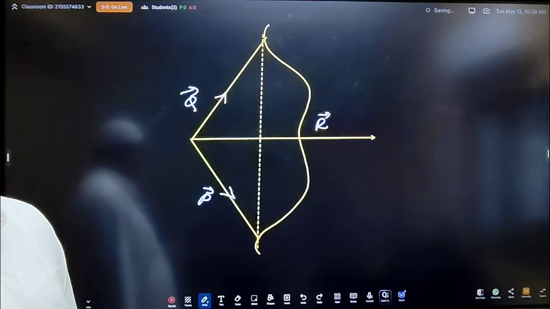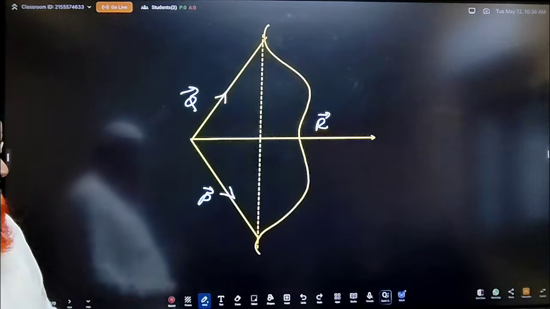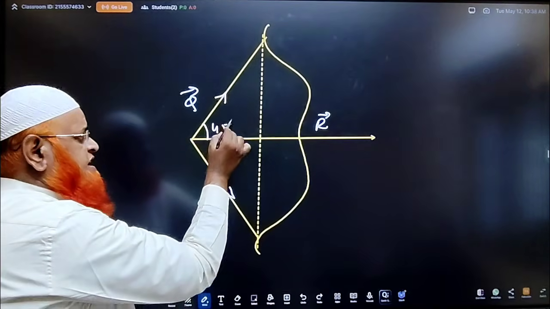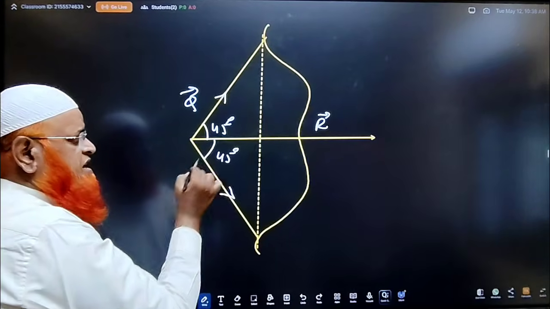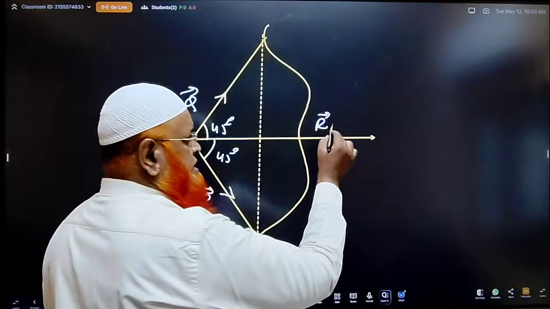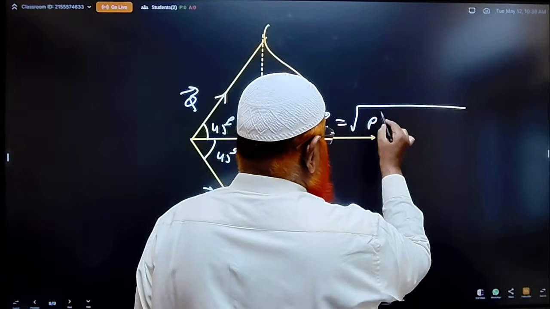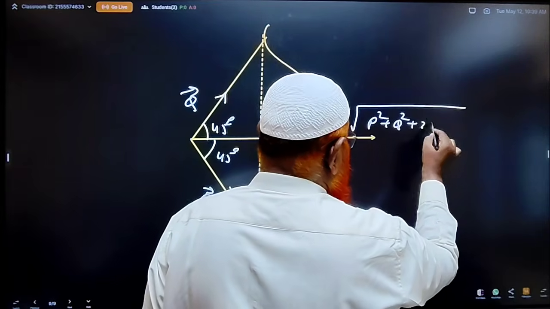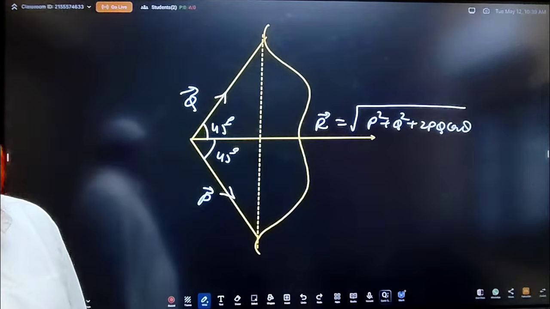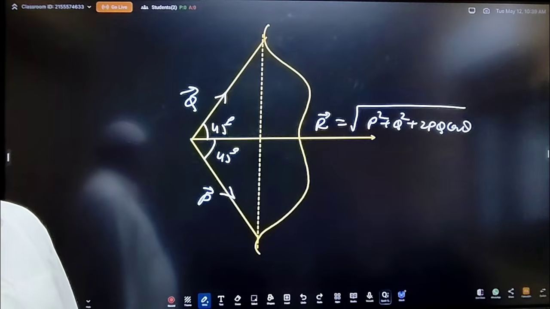I have to find out what the resultant is now. So, for example, this is 45 degrees and this is 45 degrees. Then what is the resultant? How to find the resultant now? And what is the formula for the resultant? It's going to be P square plus Q square plus 2PQ cos theta. Understood? Okay. This is one best example.